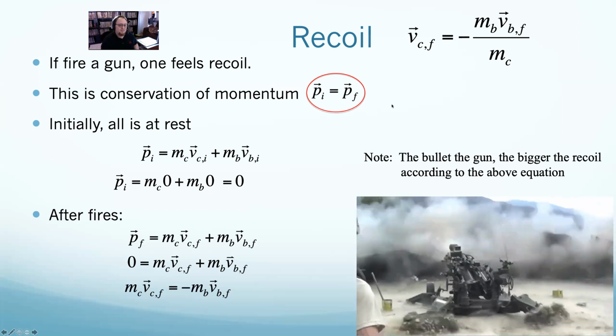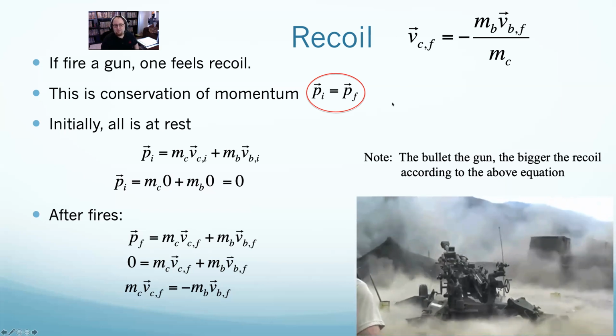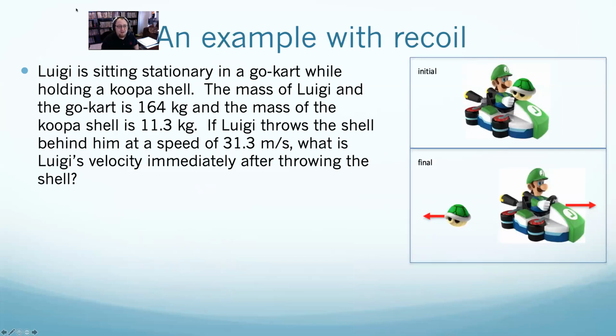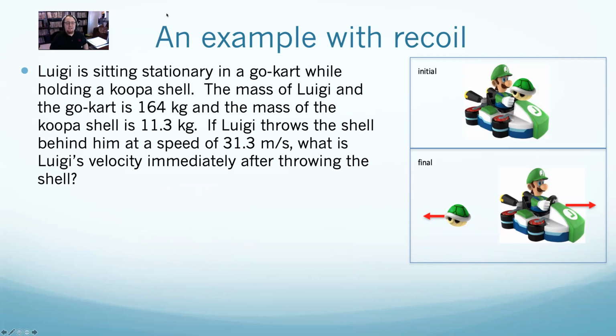If I'm launching something else, like Luigi throwing a Koopa shell in Mario Kart, I can say that instead of a cannonball and a cannon, I have a shell and a Luigi, and I can use them accordingly. So let me do the problem. This is an old exam problem.